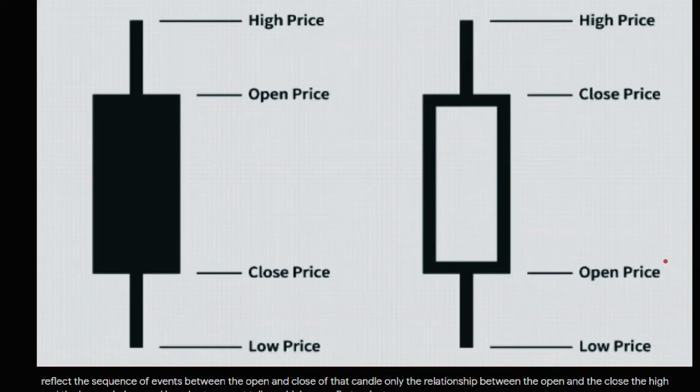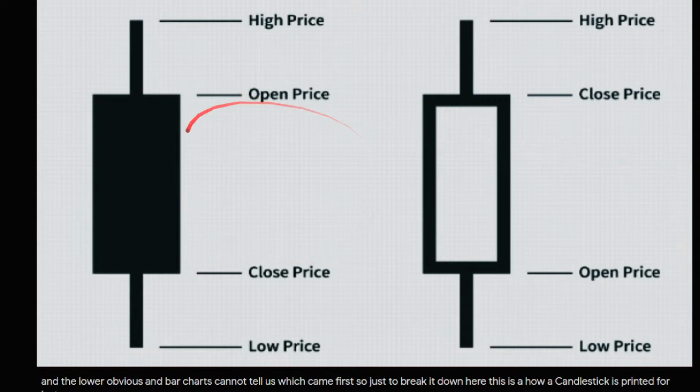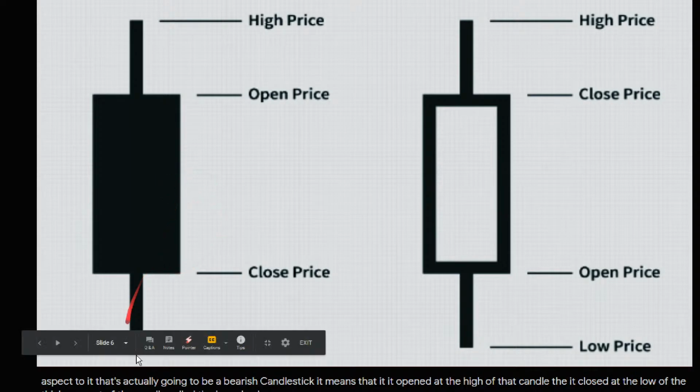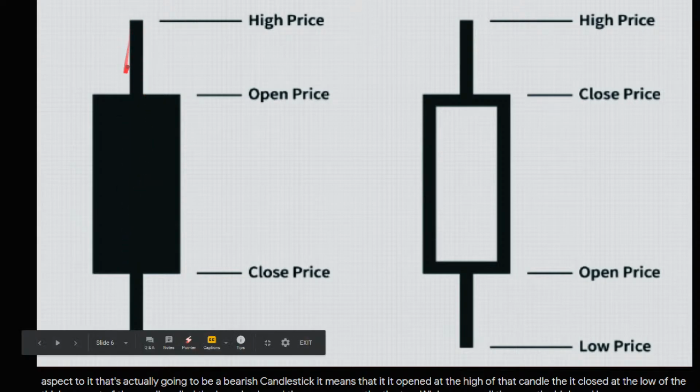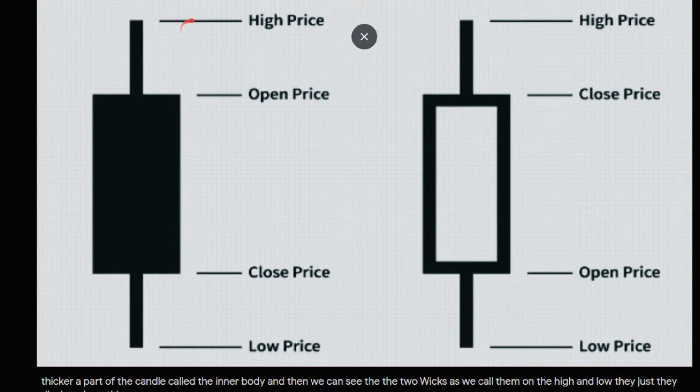So, just to break it down here, this is how a candlestick is printed. You're going to see this across the whole lesson today. Whenever we see a black candlestick with no white hollow aspect to it, that's going to be a bearish candlestick. It means that it opened at the high of that candle and closed at the low of the thicker part of the candle called the inner body. Then we can see the two wicks, as we call them, on the high and the low. They display where this candlestick has been, but not opened or closed at.